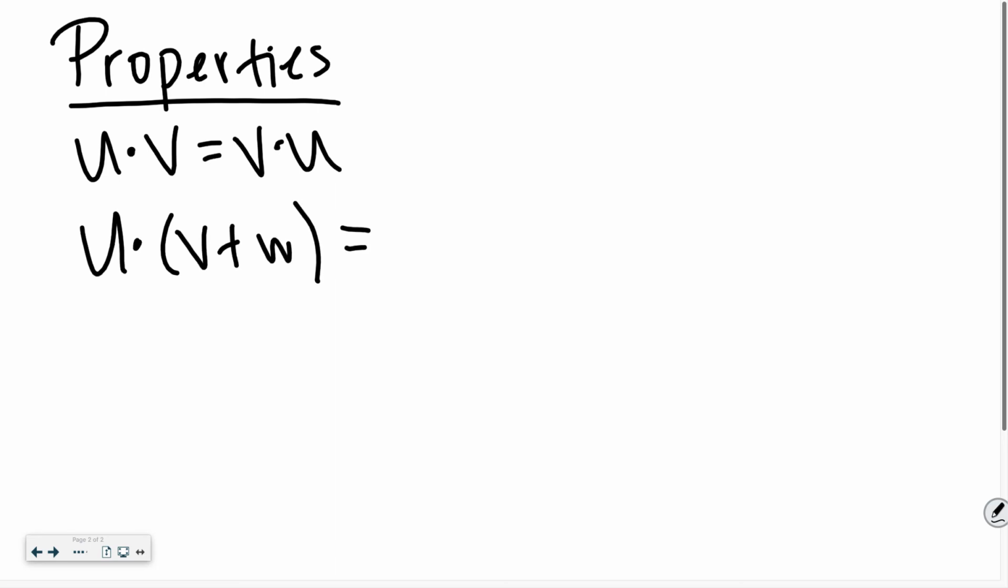If we have U dotted with a sum, since the dot product is multiplication, we can think of the dot product as being distributed. Why do we have to declare it? Because not all operations are commutative. Subtraction is not commutative. Tomorrow, when we do the cross product, it's multiplication, but it's not commutative. We have to declare it. It's not a given.